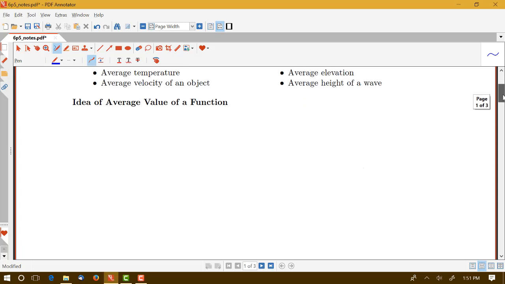So how can we find the average value of a function like that? Well, let's first just think about what we know about averages in general. We know if we have just n numbers, then to find the average of that list of n numbers, we'd add up all the numbers in our list and divide by how many we have. So we'd have something like y1 plus y2 plus dot dot dot plus yn divided by n.